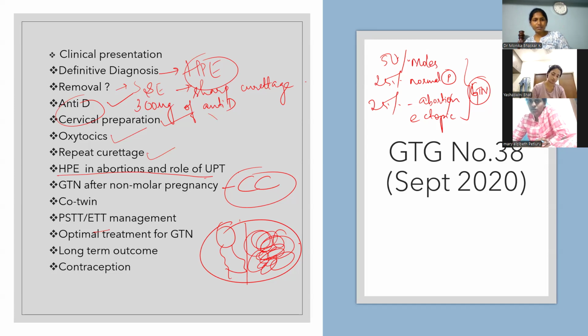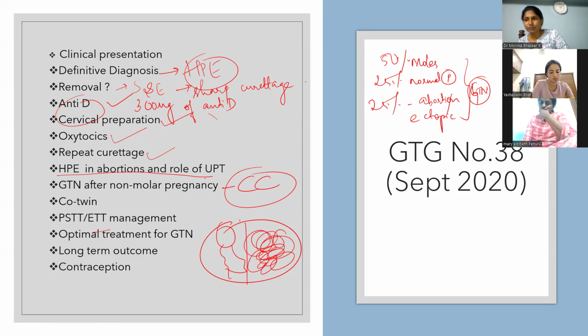And as I already mentioned, the placental site trophoblastic tumor and epithelioid trophoblastic tumor, they both are chemo resistant. So you cannot use chemotherapy in them. You have to do a hysterectomy, that is surgical management. And optimal treatment of GTN is always based on the WHO criteria that I will be discussing in the GTN class, and long-term outcome.